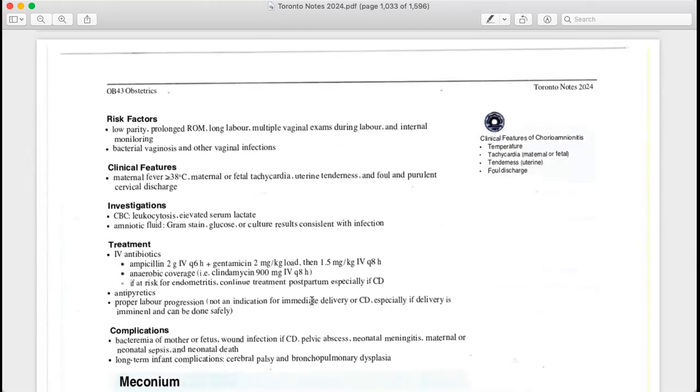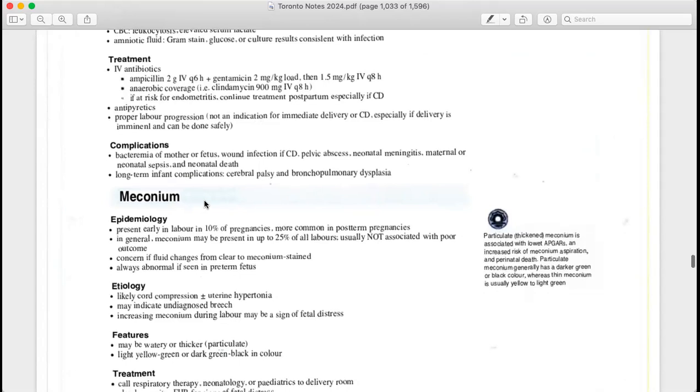It is not an indication for immediate delivery or cesarean delivery. So it means you are not going to do the cesarean delivery. Remember, in obstetrics, one of the most important things you need to remember is when you are going to do the cesarean delivery and when it's the only choice you have. When you do it, that's different, but the only choice, that's different. Okay. Bacteremia and fetal wound infection can happen, and sepsis, and then complications.